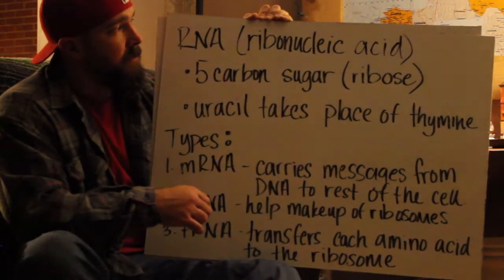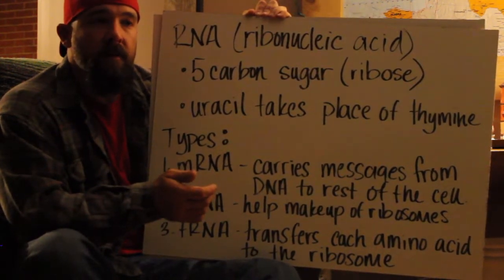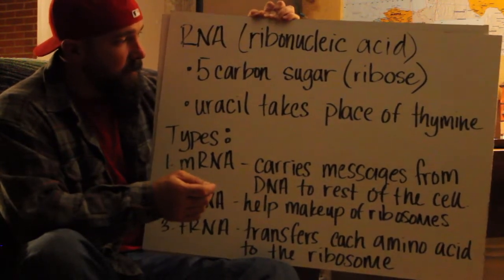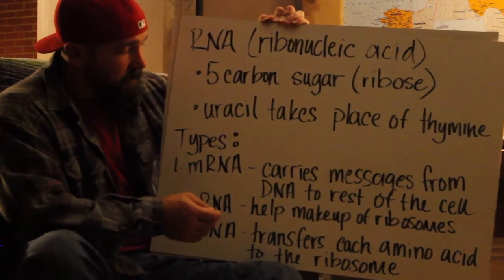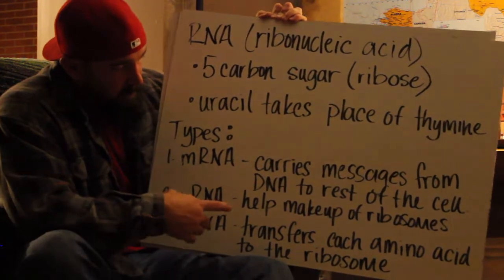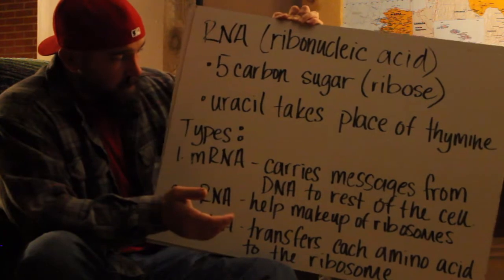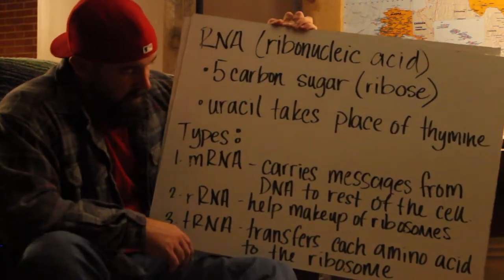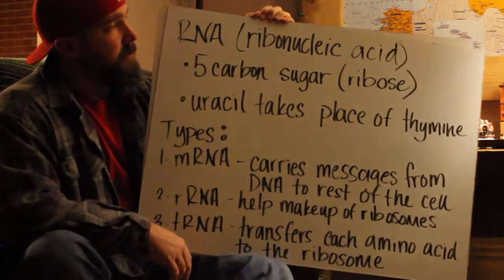The DNA carries the blueprints inside the nucleus, and it is very precious. And RNA is like DNA's ugly brother that has to do all the dirty work. So then you have rRNA, which helps at the site of the ribosomes to assemble the proteins and the amino acids. And you have tRNA, which transfers each amino acid to the ribosome.